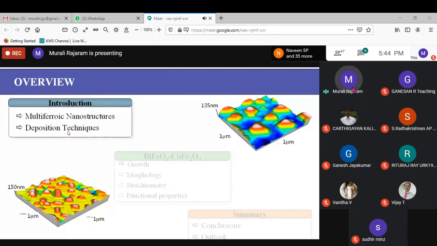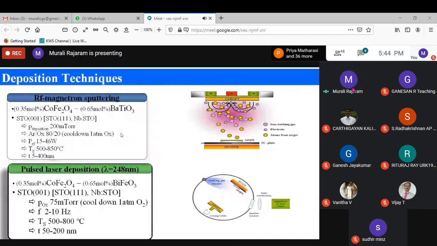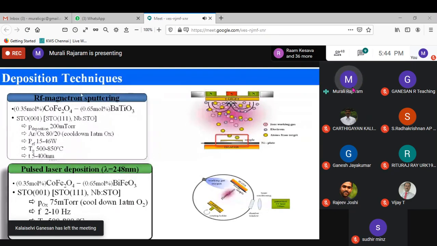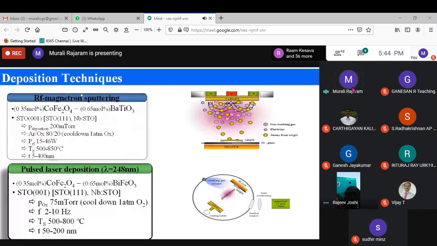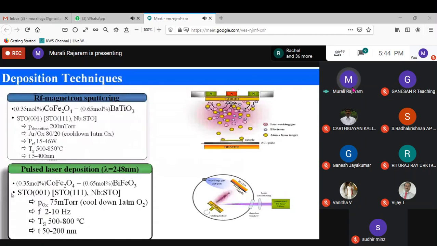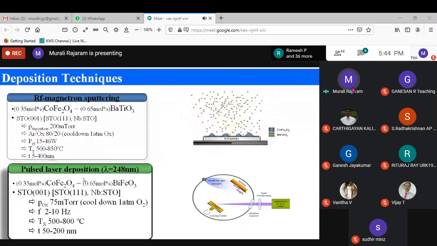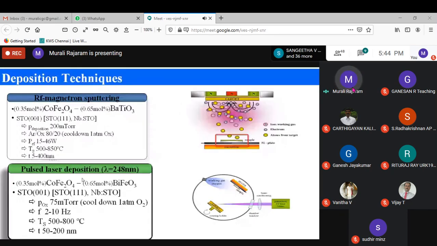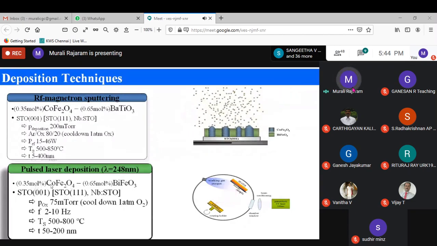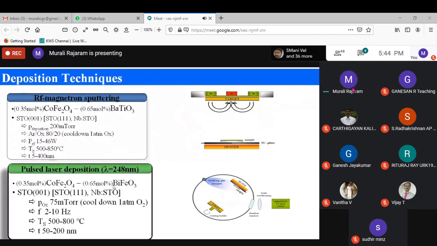Okay, so I will quickly pass on to the deposition techniques. We have used two types of deposition techniques. You can produce these kinds of nanostructures using the magnetron sputtering method, and we can also prepare these films using the pulsed laser deposition method. In this presentation, I'm going to concentrate on films grown by pulsed laser deposition, and on the composition of 35% cobalt ferrite and 65% bismuth ferrite on a single crystal 001 and 111 substrate.